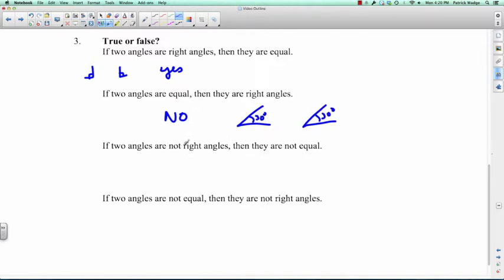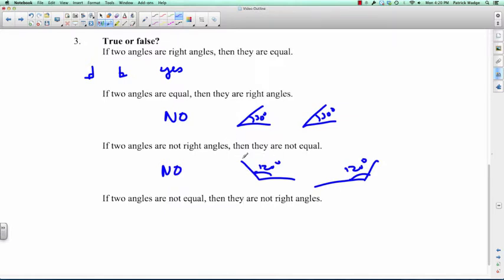If two angles are not right angles, then they are not equal. So in other words, is it possible that two angles are not right angles, and for them to be equal? Yeah, we just did that here. It's the same thing. So no, this is not true either. You could have some big 120 degrees and another 120 degrees here, or whatever. So just because they're not right angles doesn't mean they're not equal.